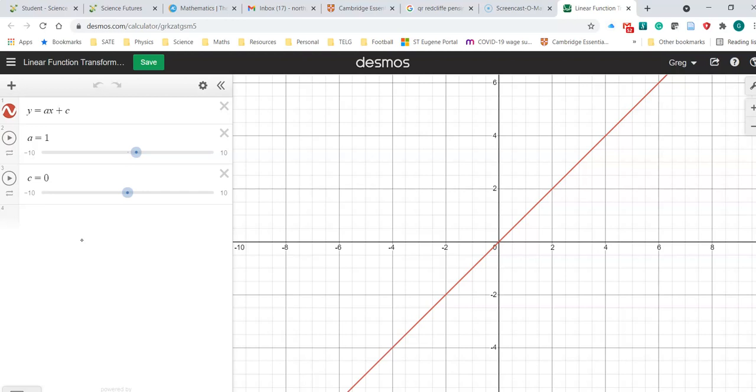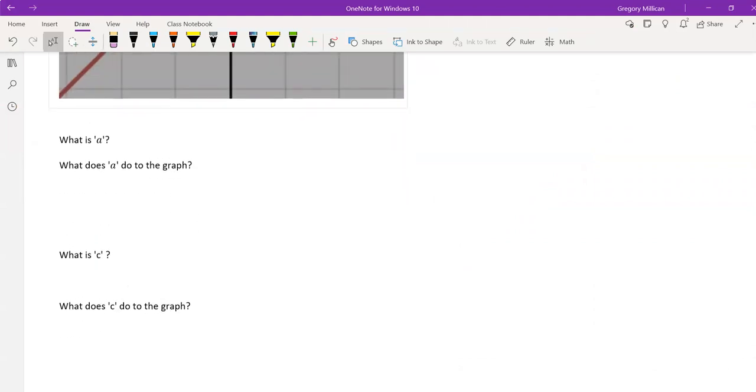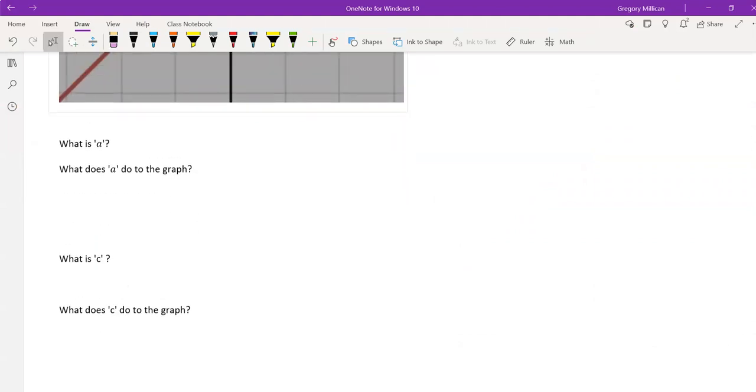Okay, so what you will hopefully notice is that I've created a little equation with the same variables that we just talked about, the A and the C. So I'm just going to go back to my OneNote. You leave your graph up. Here are the questions that I want you to answer. So you're going to play with the sliders.